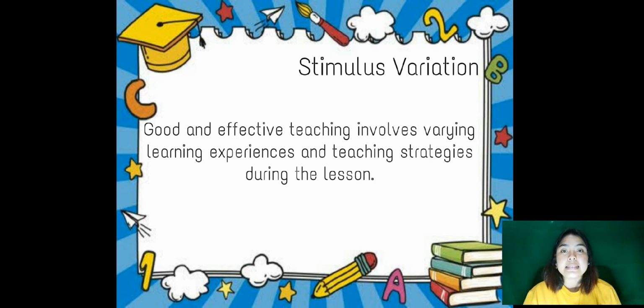The next one is stimulus variation. Good and effective teaching involves varying learning experiences and teaching strategies during the lesson. It is important that your approach as a teacher is dynamic and flexible towards your students. You want to give them the 5S experience, meaning you would cater to their five senses. This will make your class interactive, fun, informative, and interesting at the same time. It is important that you allow them to move, to interact, and to discuss instead of bombarding them with information.